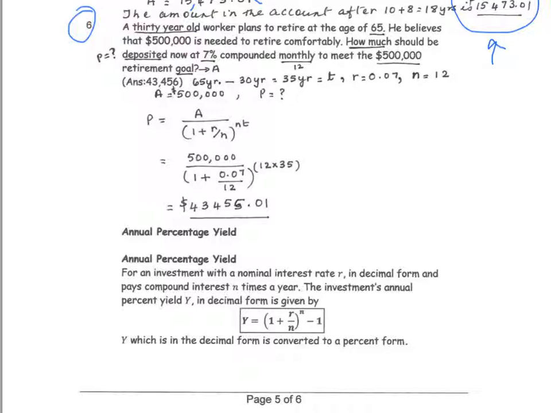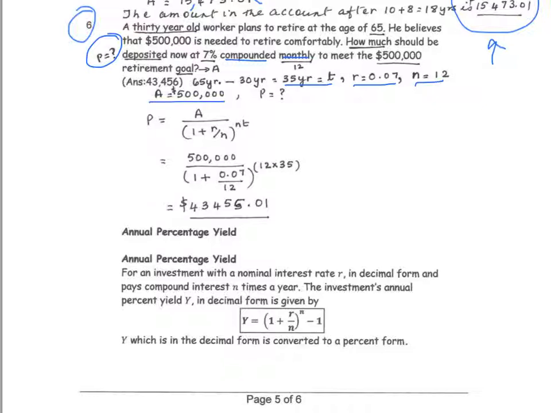How much money would he have to put into his account now, which means what is P? What we deposit now is the present value, so that's P, at 7%, and it's compounding monthly, which would mean 12 times a year to meet his goal. So we have all the numbers. The time frame is 35 years because he's 30 now and he wants his money to be in the account for the next 35 years. So that makes it 35. R equals 0.07, that's the interest rate. N is a monthly compounding situation, so N is equal to 12.